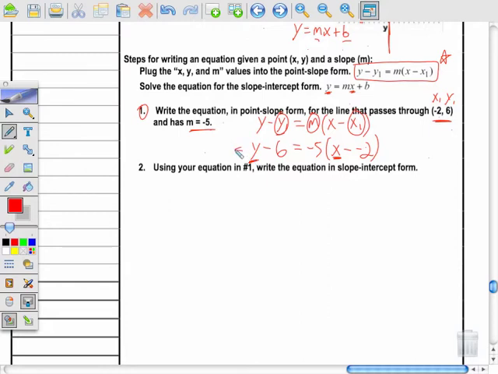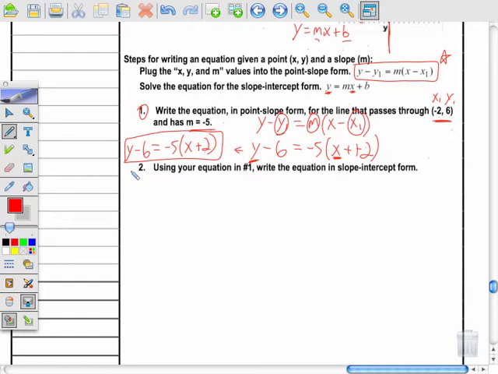We can simplify this. Okay, y minus 6, that stays the same, equals negative 5 times x minus negative 2. That becomes x plus 2. So that would just be x plus 2. There's the equation of that line in point-slope form.